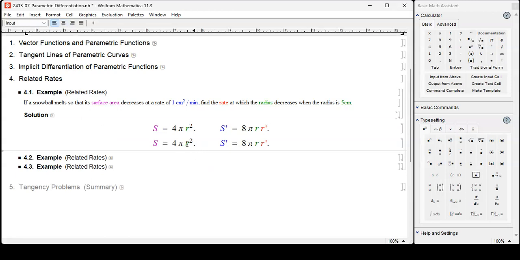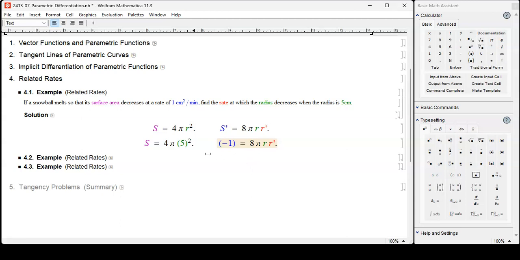So r is 5, so okay, that's 5. And then s prime is decreasing by 1. So let's put -1 there. If you don't want -1, just go ahead with 1, that's fine. But me personally, it's decreasing, so I'd like to put negative there. You don't have to use that. You can just calculate and then you can say it decreases.